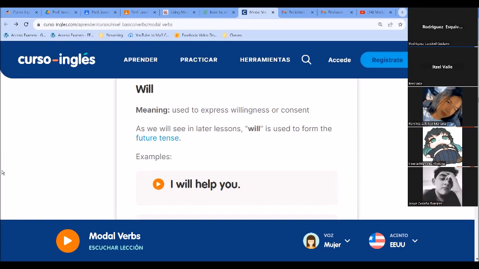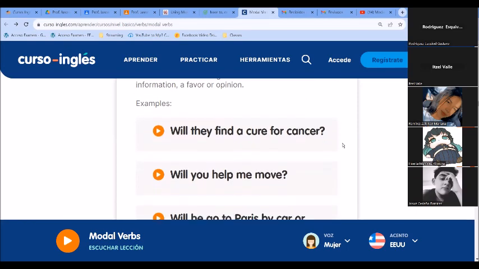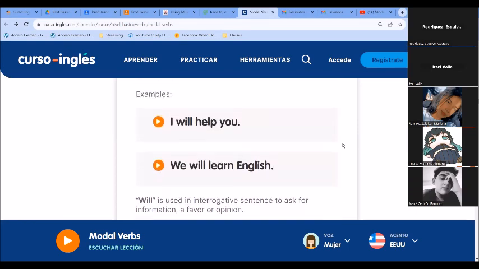Meaning use it to express willingness or consent. As we will see in later lessons, will is used to form the future tense. Example: I will help you. We will learn English.